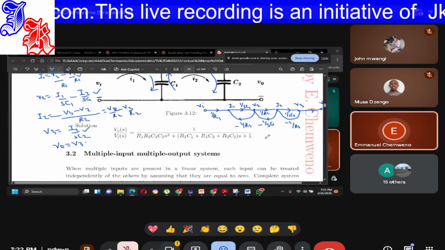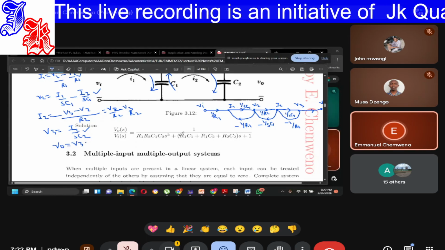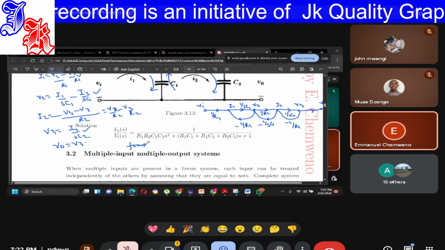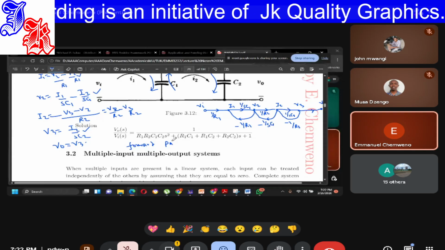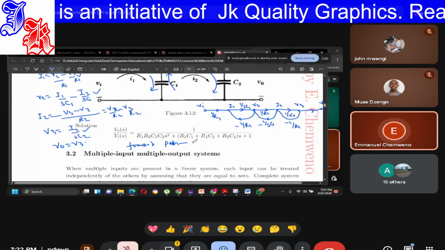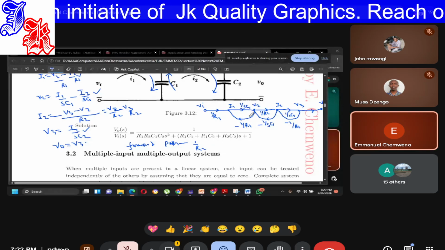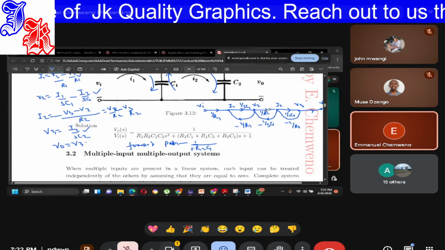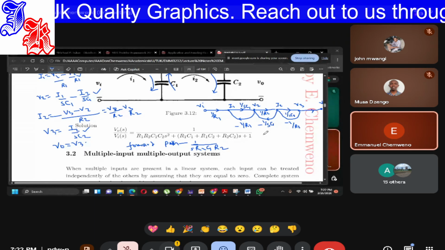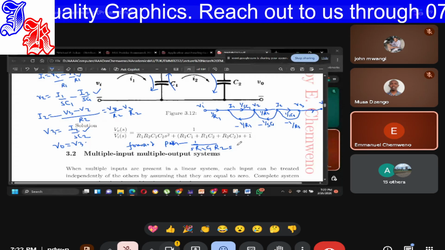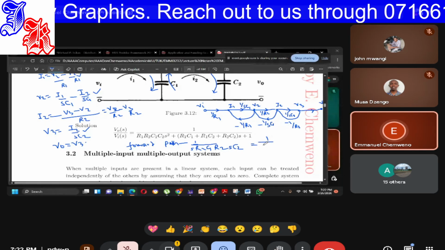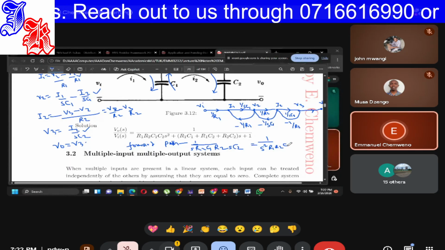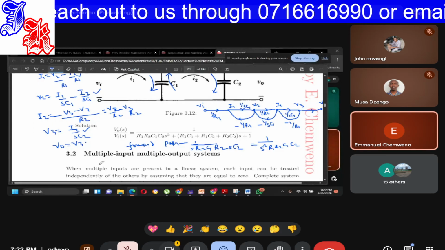And we can get the transfer function by saying we have how many paths? We have one forward path. The forward path is 1 over R1, SC1, 1 over R2, SC2, which is equal to 1 over S squared, R1, R2, C1, C2. Loops.